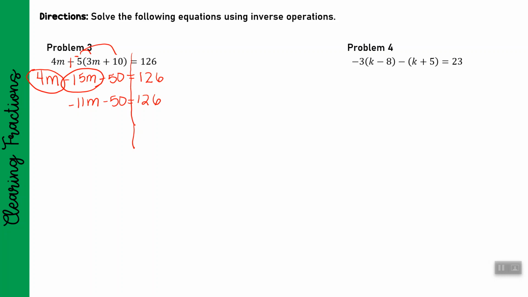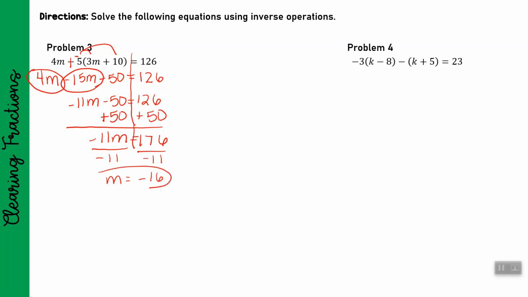Now here's when I'm going to use my inverse order of operations to solve. So I'm going to add 50 to both sides. So I get negative 11m equals 176. Okay, because inverse of subtraction is addition. Inverse of multiplying is dividing. So divide both sides by negative 11. So I'm going to get m equals, well, positive divided by negative is going to get me a negative. 176 divided by 11 gets me 16.